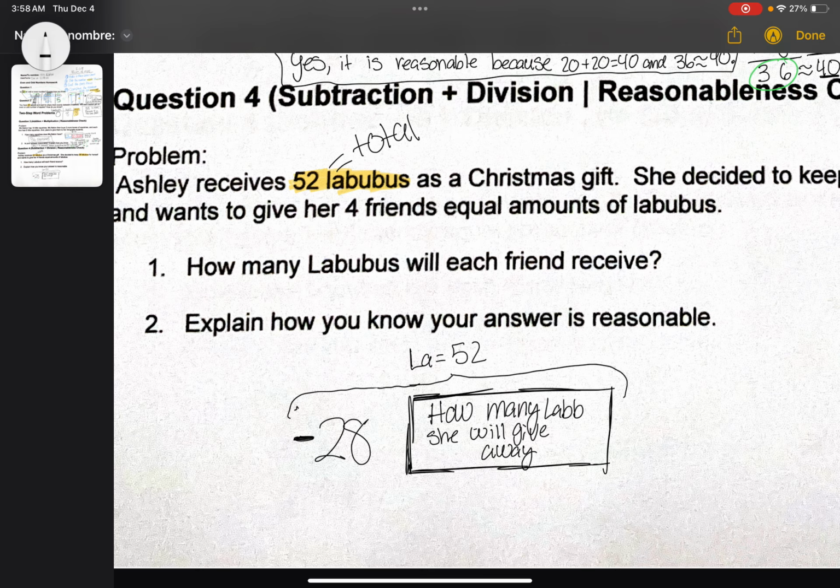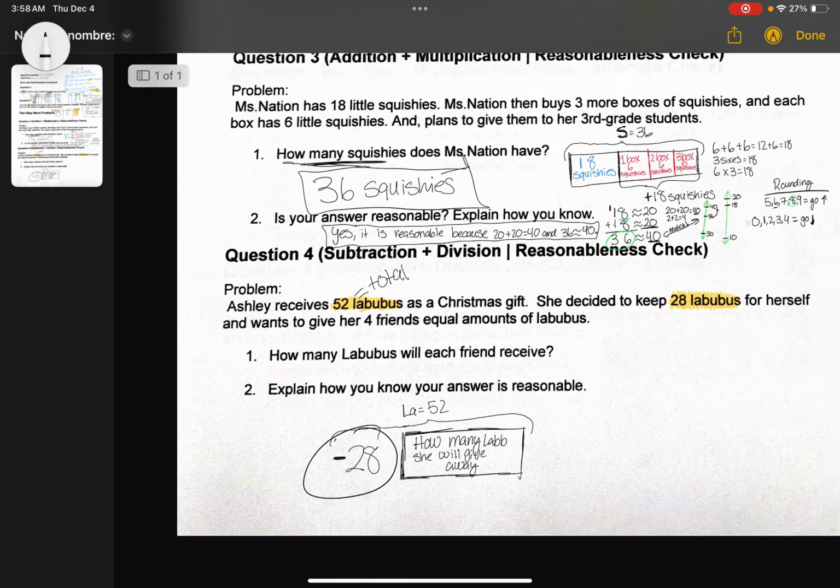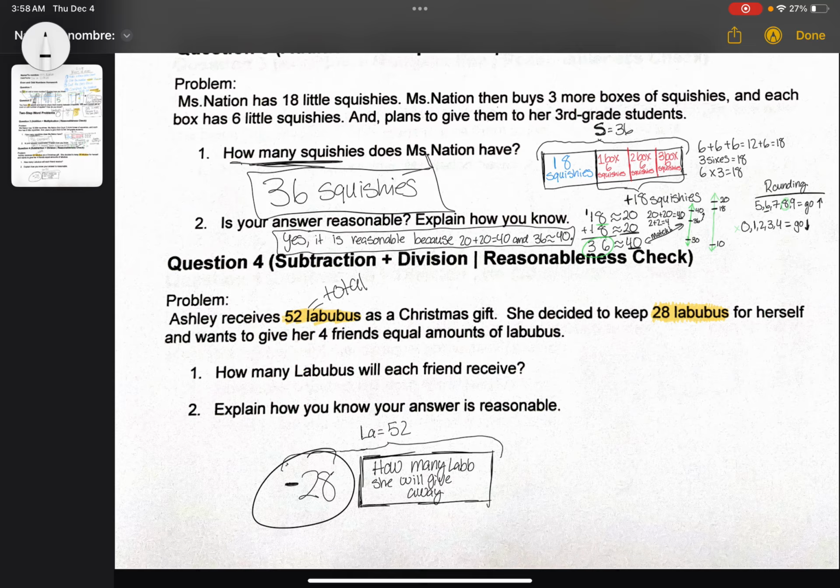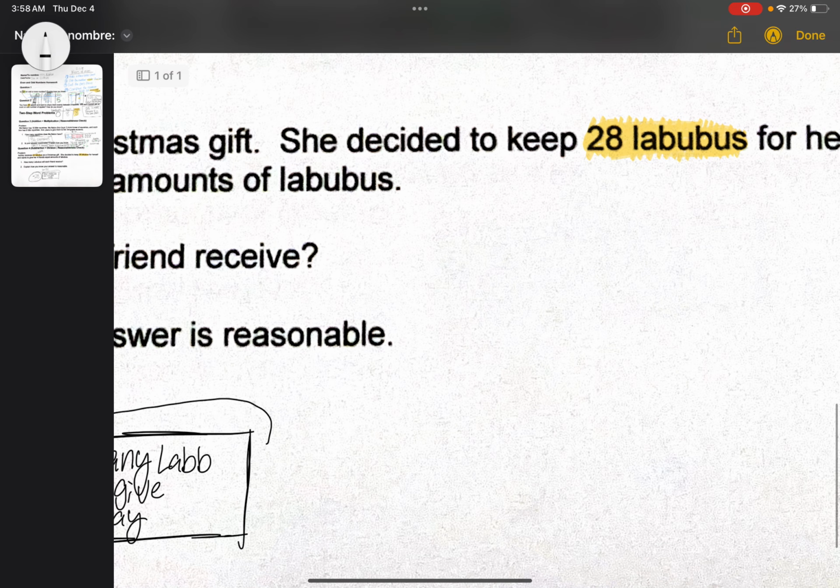So we know she's keeping 28. So 28 is automatically going to be on this empty side with a negative sign because we're about to do subtraction to figure out how many Labubus she's about to give away. So we're going to do 52 minus 28. And so, remember, let's do our subtraction, okay?